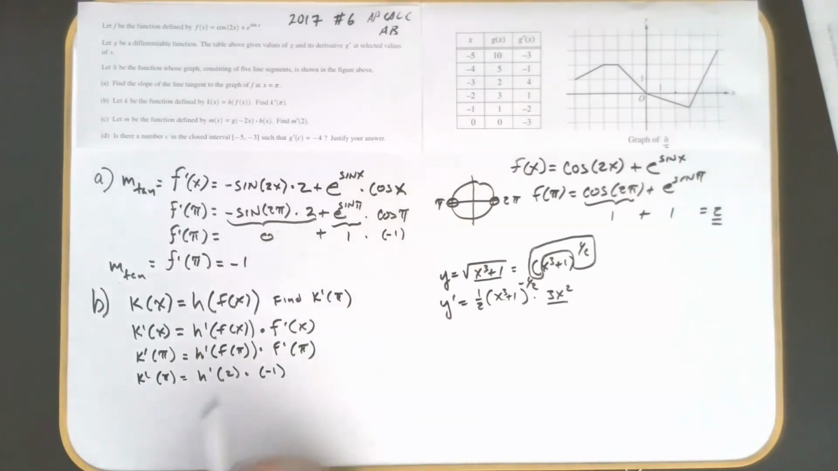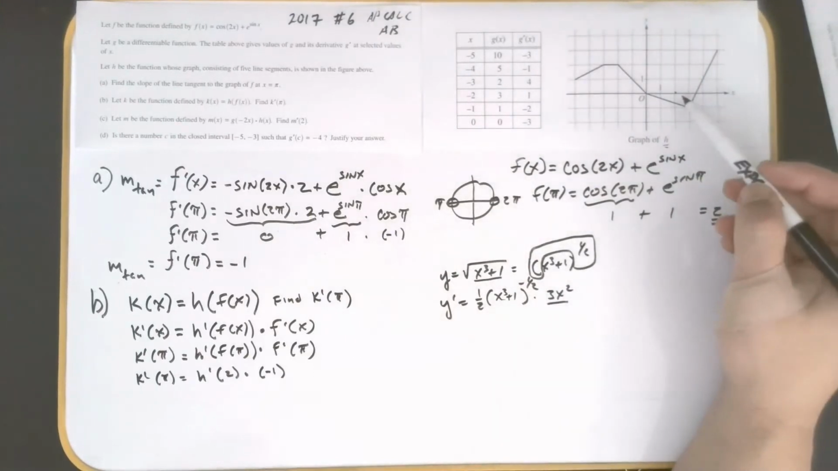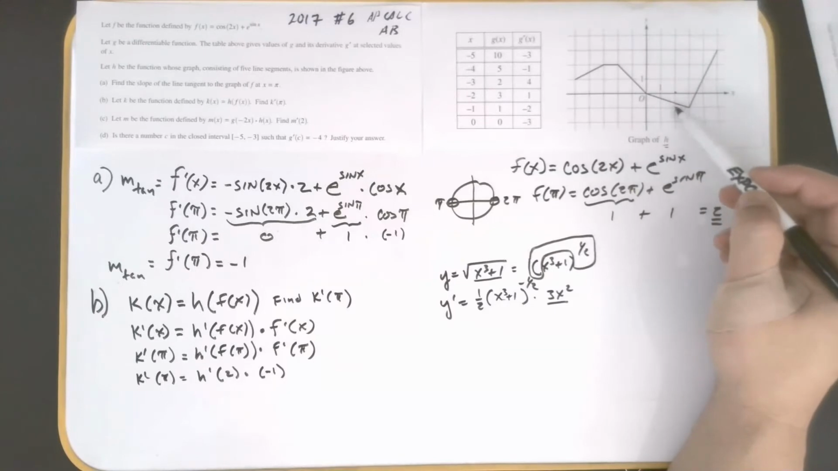Now we're still not done. We now have to figure out what is the h prime of 2. Well, h prime was the graph. So since they're asking for the derivative, or h prime, we need the derivative. Well, this goes back to, do you know that a derivative is the slope of a tangent? So what we're going to do is go to 2 on the graph. So 2 is right here. Well, what is the slope of this function at 2?